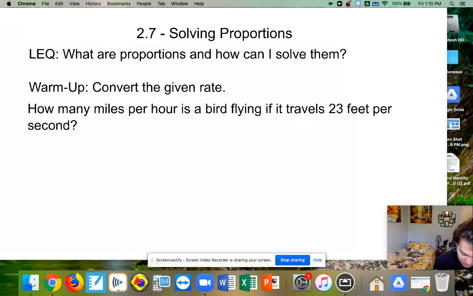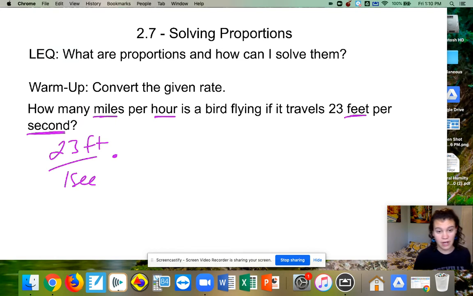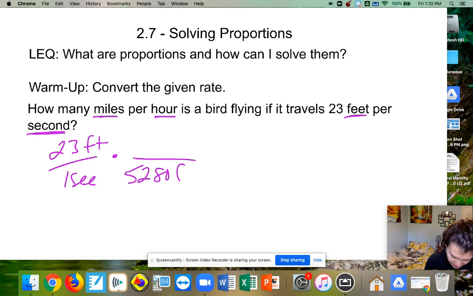So if we do 23 feet for 1 second to start off with, we want to convert the seconds to hours and then the feet to miles. Again, it doesn't matter which one you do first, just pick one. I'm going to do the feet to miles first. There's 5,280 feet for 1 mile, and that's my conversion. So the feet cancel, and we're just left with miles.